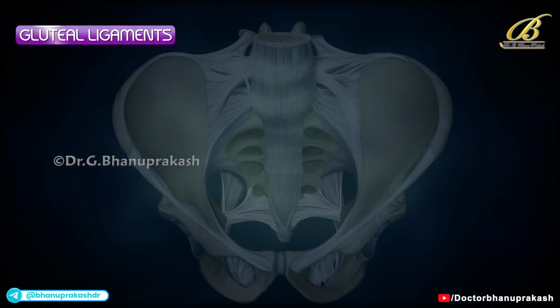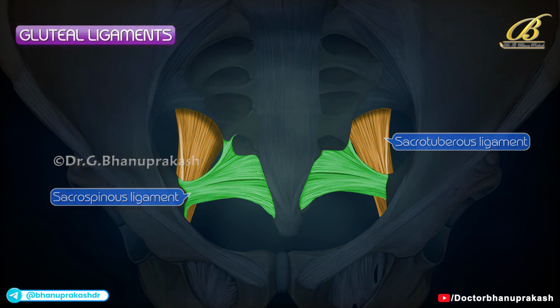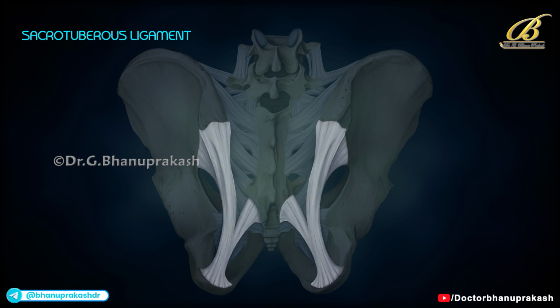Gluteal ligaments. It is of utmost importance for the students to study two important gluteal ligaments, which are sacrotuberous and sacrospinous ligaments in the gluteal region, before they proceed to study the deep structures in this region. Sacrotuberous ligament. The sacrotuberous ligament is a strong, broad band of fibrous tissue.